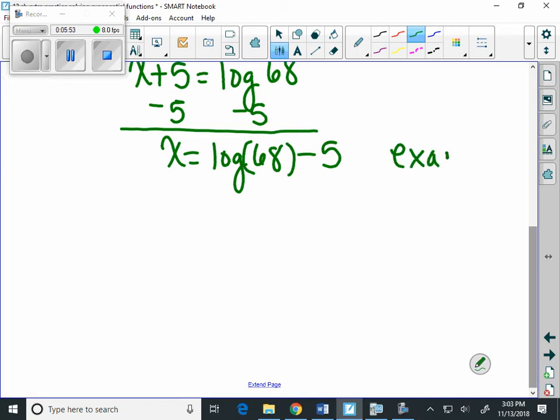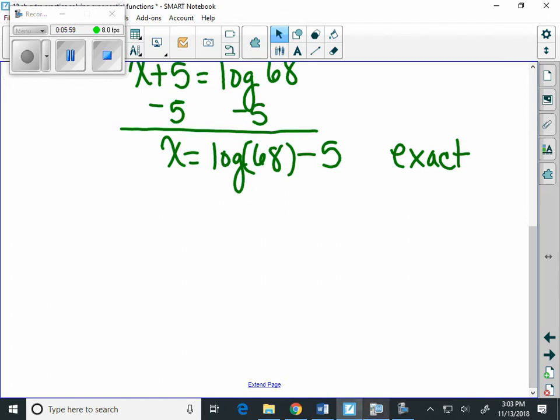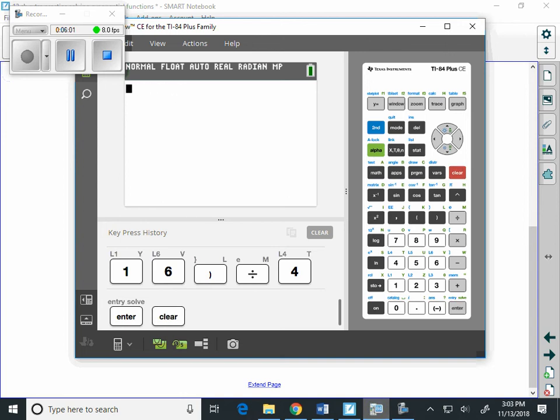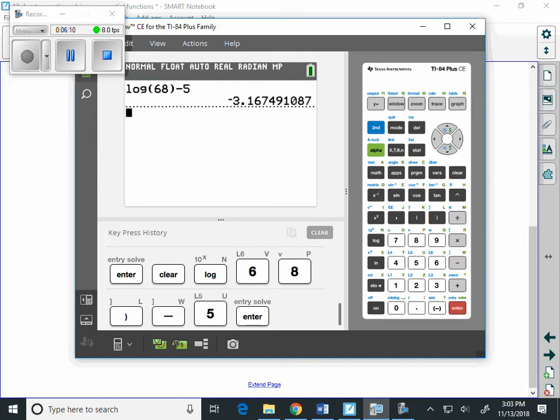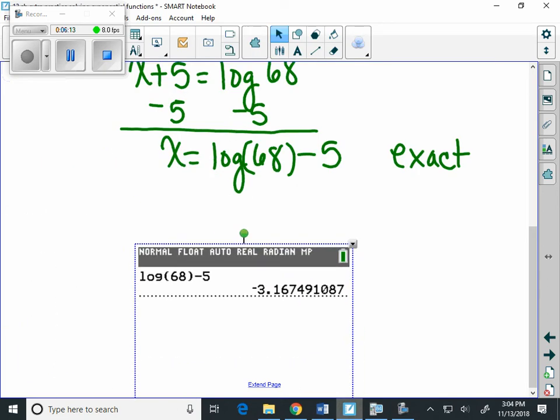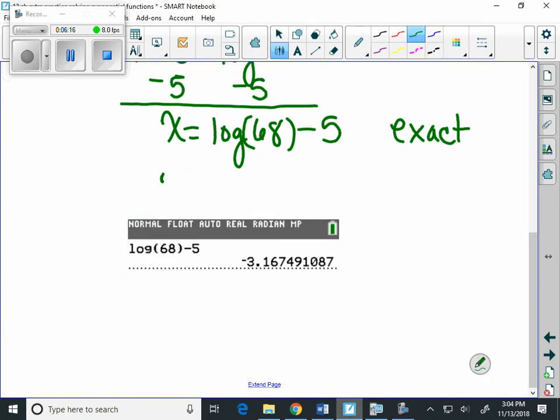That's our exact answer. And if we'd like to know what the approximate value is, we pull out our calculator, and we type in log of 68, close the parentheses, minus the 5. That gives us that screen here, and our approximate value is x equals negative 3.167. Notice here that the fifth decimal space is a 9. That's going to determine what happens to our 4. And because it's 9, which is 5 or higher, that 4 becomes a 5.